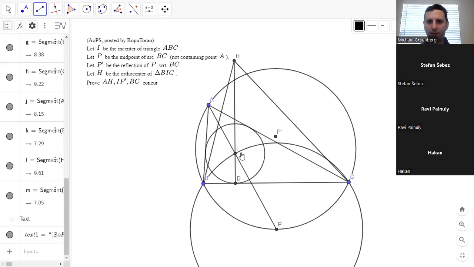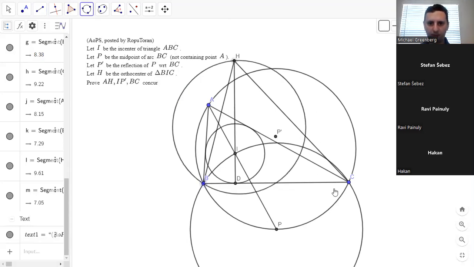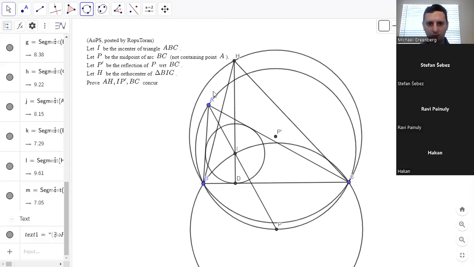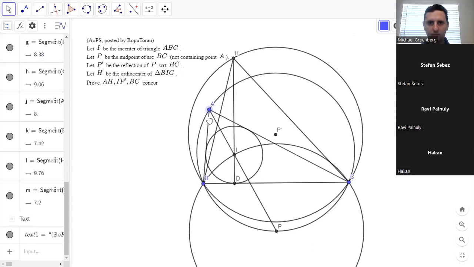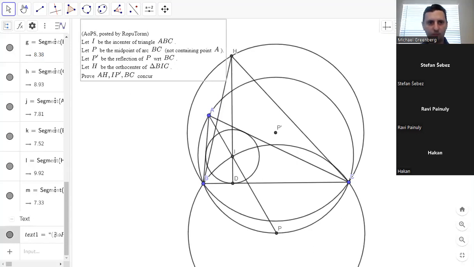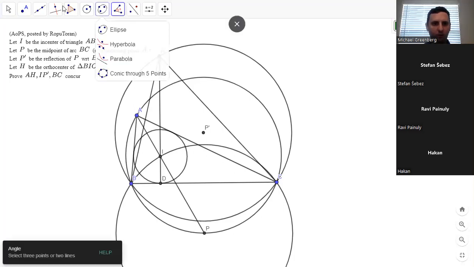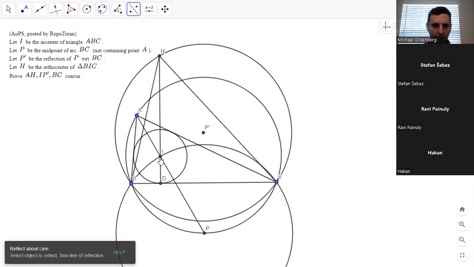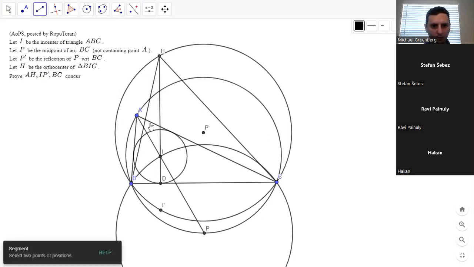What if we reflect all three of those across? So let's do this. I'm going to draw the circumcircle BHC. If we reflect H over BC, and then we reflect I over BC, it's going to lie on the circle. Right? If we reflect P prime over BC, we just get P.